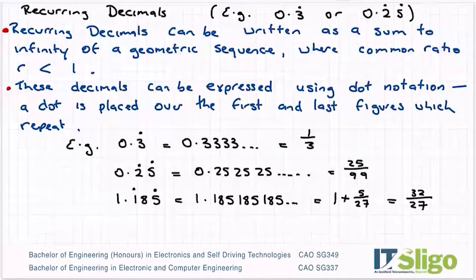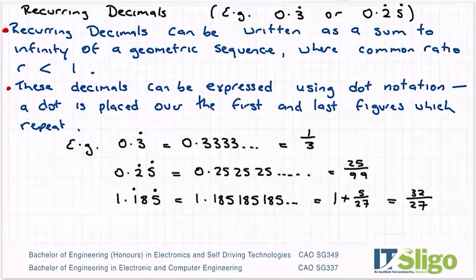Okay, so reoccurring decimals can be the last section in sequence and series in some of the books. A reoccurring decimal, you will always know it by the dot over the number. You place a dot over the numbers that reoccur. So the first point I have there: reoccurring decimals can be written as a sum to infinity of a geometric series or sequence. That's why they're in this chapter, where the common ratio r is less than 1. These decimals can be expressed using dot notation.